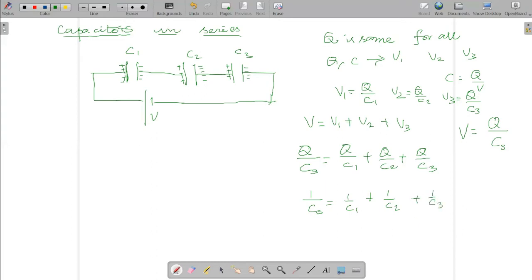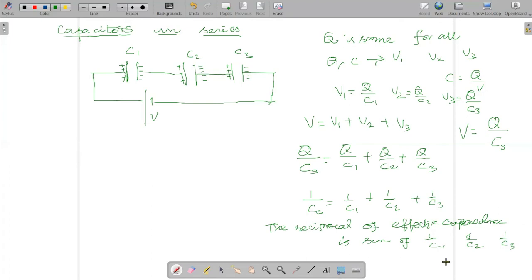So the conclusion is, when capacitors are connected in series, the effective capacitance is CS. So it is clear that the reciprocal of the effective capacitance or combined capacitance is equal to the sum of reciprocals of the individual capacitors.